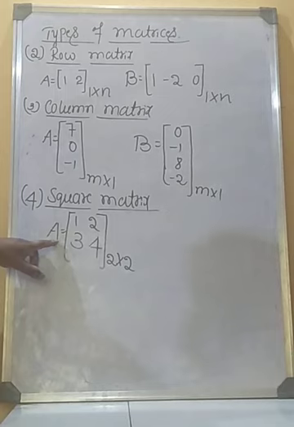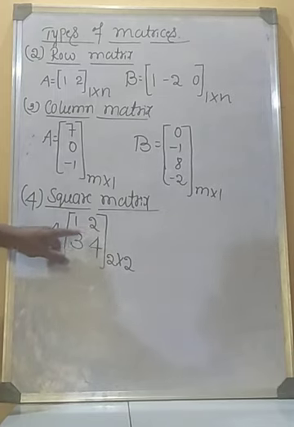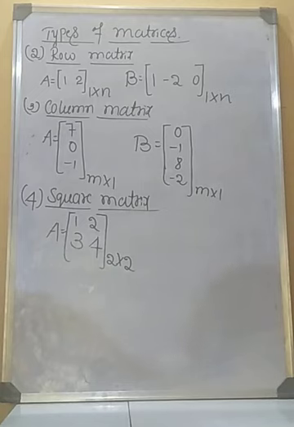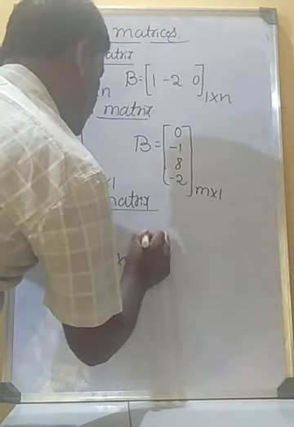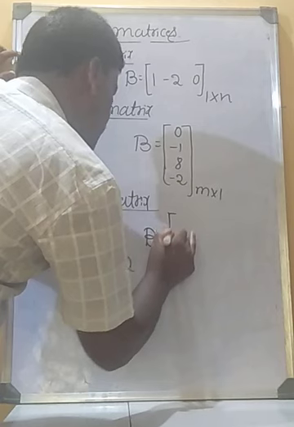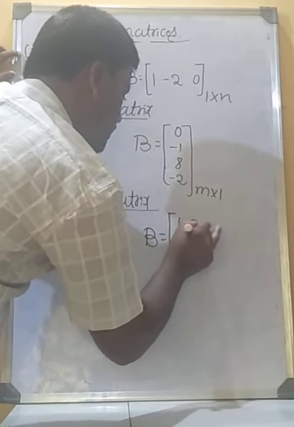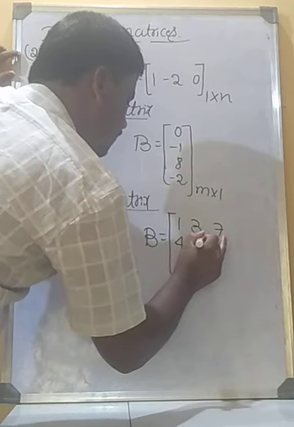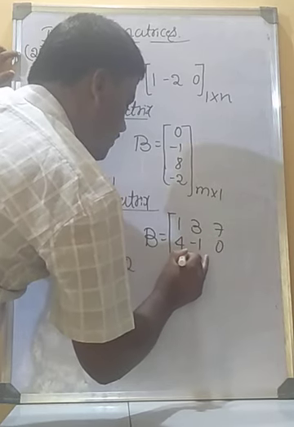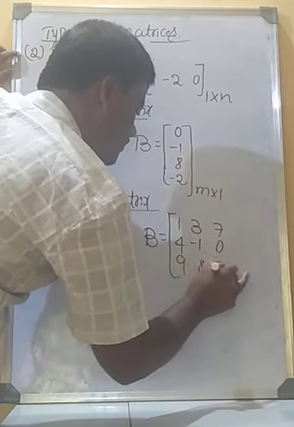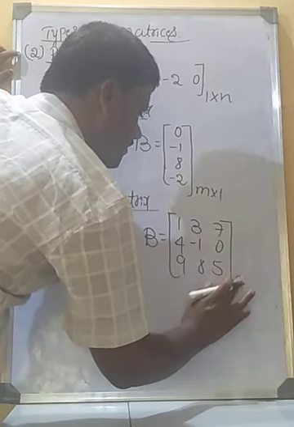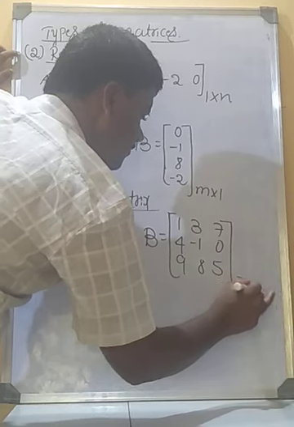A matrix in which the number of rows is equal to the number of columns is called a square matrix. So matrix B is equal to [1 3 7; 4 -1 0; 9 8 5], which is also a square matrix. So the order is 3 cross 3.